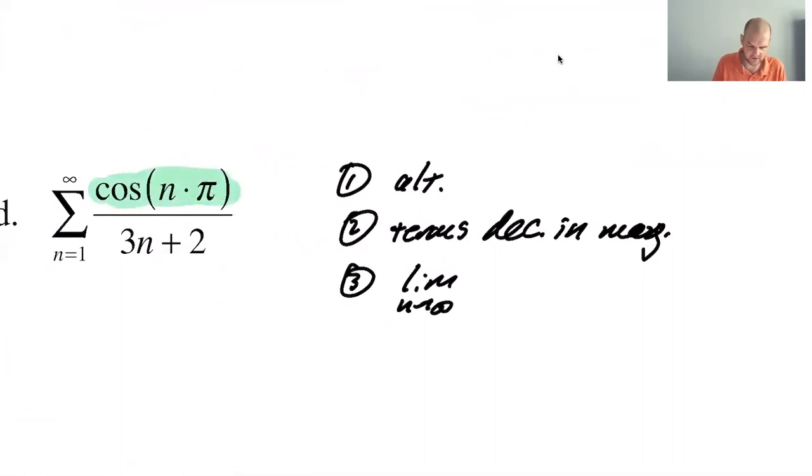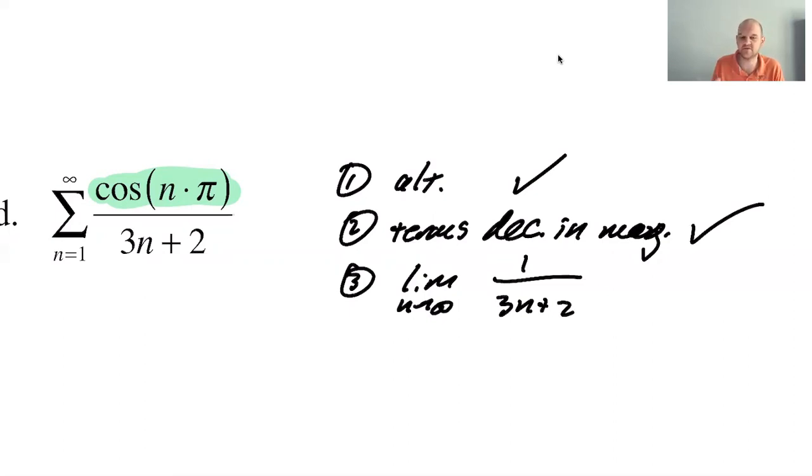So when n is 1, cosine of pi is -1, then cosine of 2 pi is 1, 3 pi is -1, 1, -1, and so on. So alternating, yes. Terms decrease in magnitude, yeah. So 1 over 3 to the n plus 2 is definitely decreasing, so for sure.